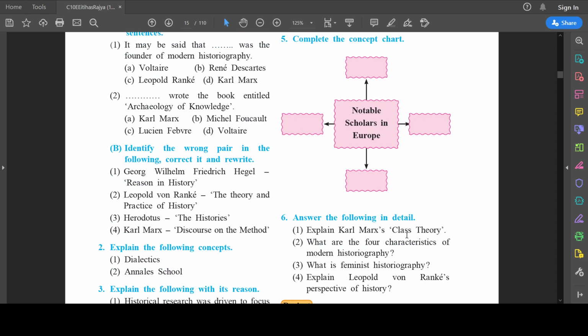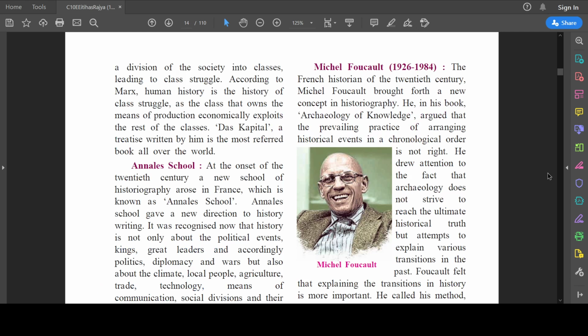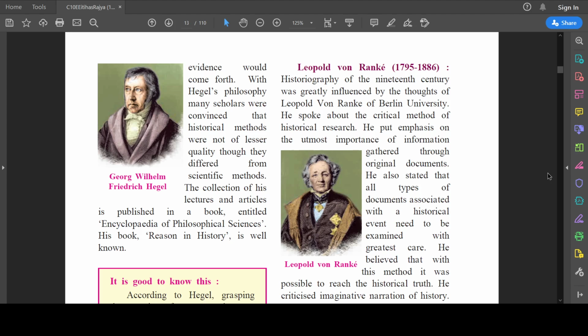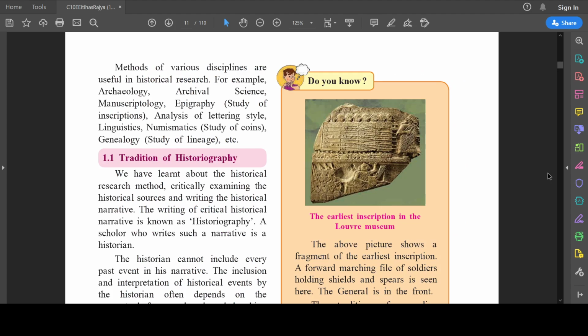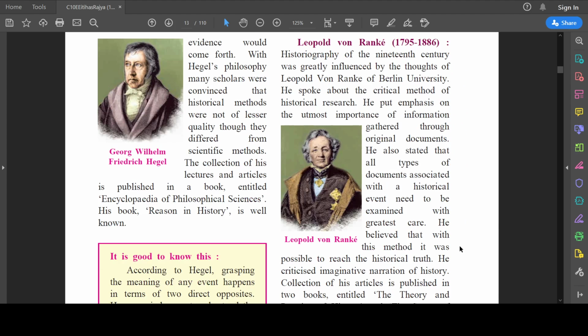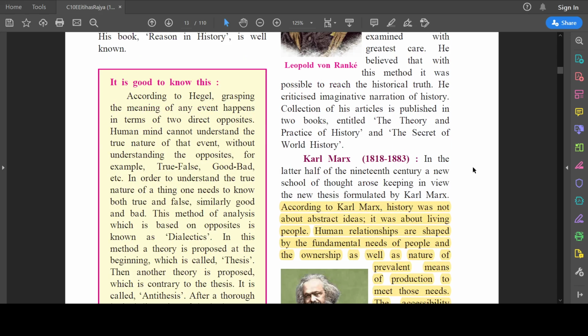Page 6. Answer the following in detail. Question number 1. Explain Karl Marx class theory. The answer to this question is on page number 4. Go to page number 4, children. Right hand side, last paragraph. Count from the first line of the last paragraph, right hand side.